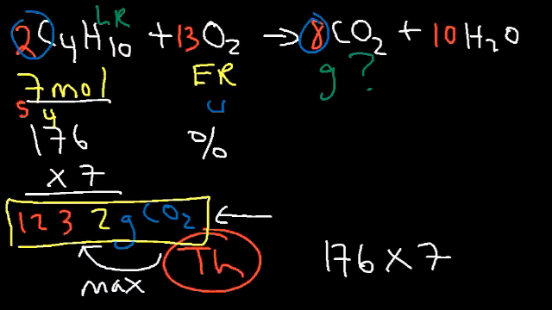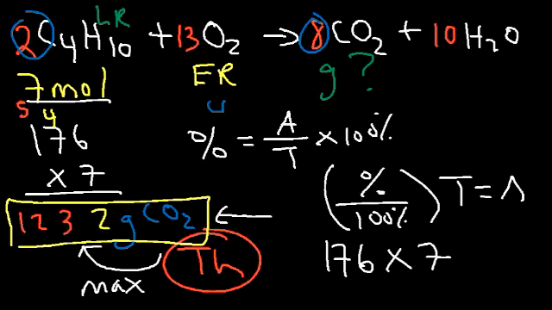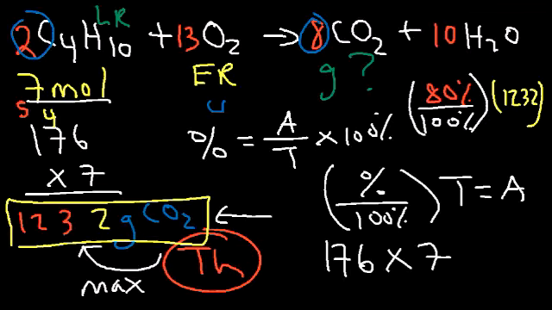So we said that percent yield is equal to actual divided by theoretical times 100. So if you want to solve for the actual yield, it's going to be the percentage divided by 100 times the theoretical yield, and that's going to equal the actual yield. The percentage is 80%. We said the process is 80% efficient, and we're going to divide that by 100, and multiply by the theoretical yield, which is 1232. 80 divided by 100 is basically 0.8. So we're looking for 80% of 1232. So what is 80% of 1232?